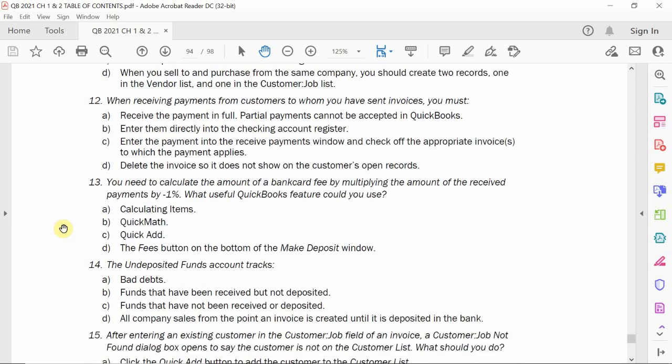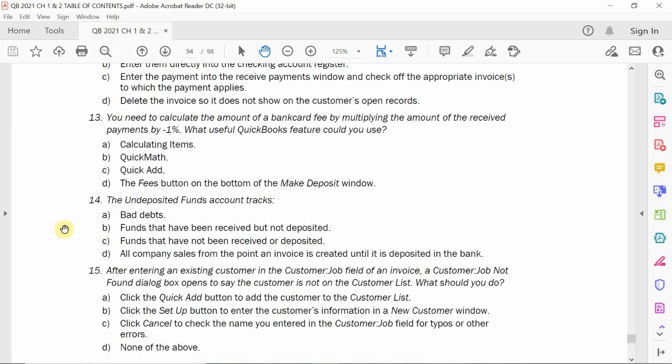Number 13. You need to calculate the amount of bank card fees by multiplying the amount that you received from the payments by -1%. What useful QuickBooks feature is this? B. B as in boy, quick math. Yes. A, it's not called calculating items. That's you doing the line items, so no. Quick add is when you want to add people, items, accounts. And D is the fees button at the bottom. There is no such thing as a fees button.